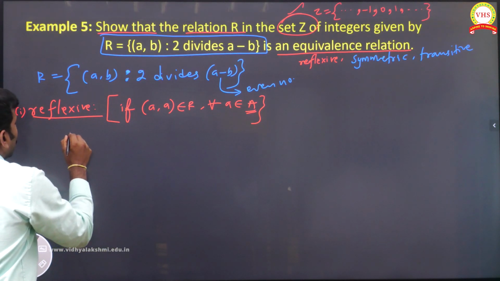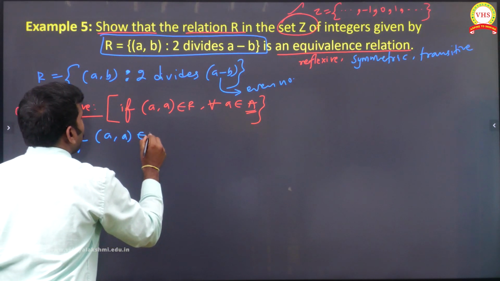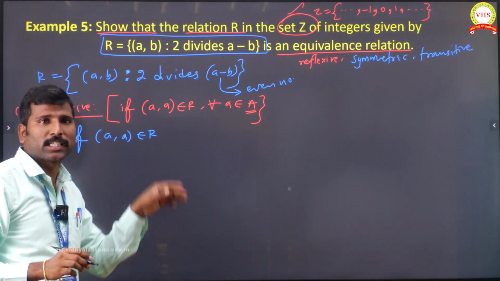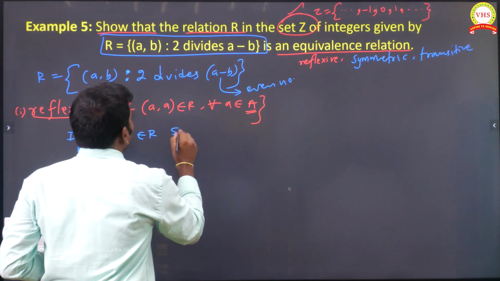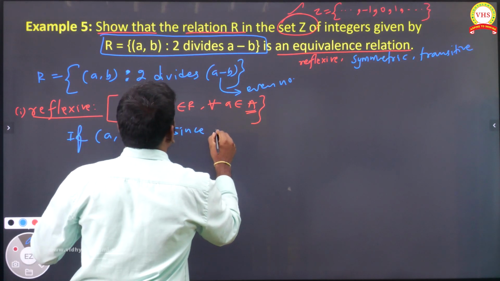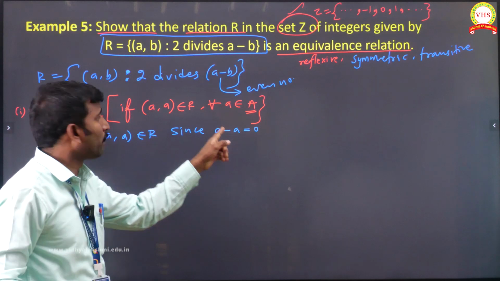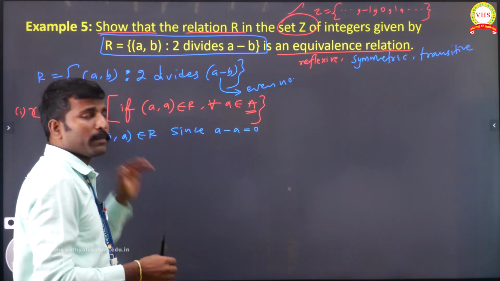Now, if (a, a) belongs to R, what does it mean? Whether it will belong to R? Yes, surely it will belong to R. How? When I subtract, a minus a, I am getting 0. 0 will be divisible by 2. Yes, surely it will be divisible by 2. That is what I am telling.